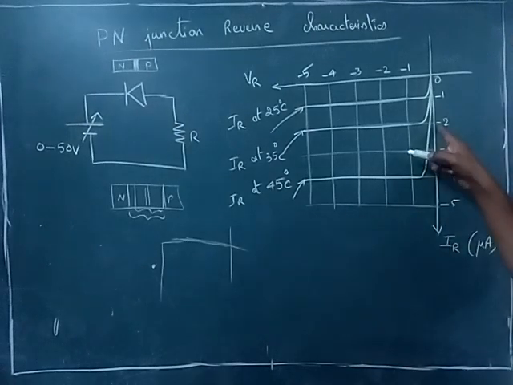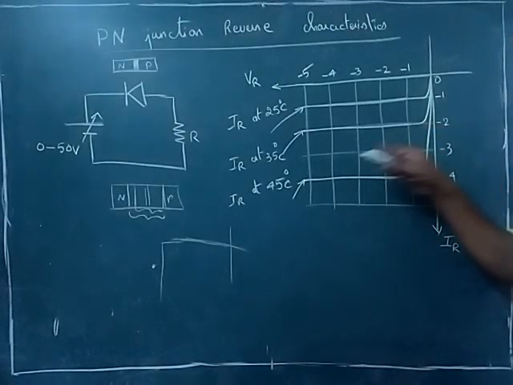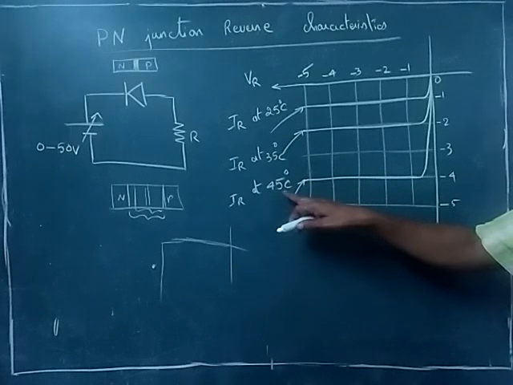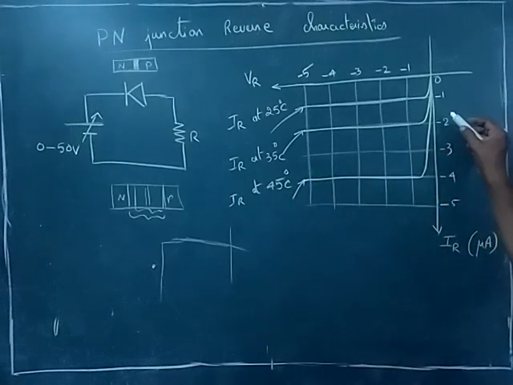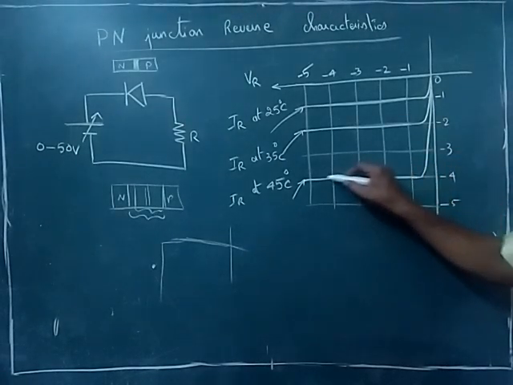Initially it was minus 2 microamps at 35 degrees Celsius. Now at 45 degrees Celsius, an increase of 10 degrees Celsius, this current of minus 2 microamps gets doubled. So it will go to minus 4 microamps. That's what we see in this graph.